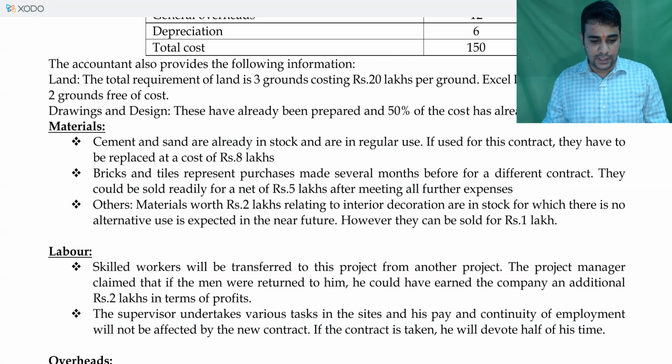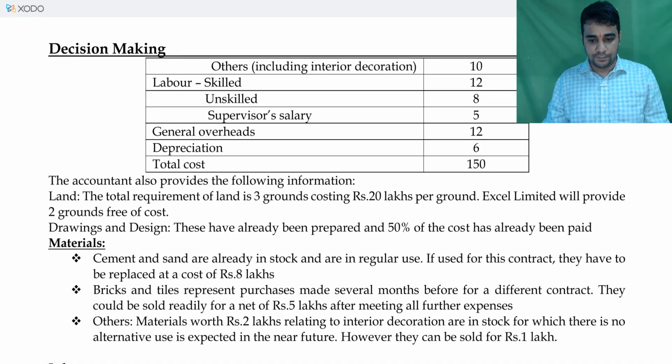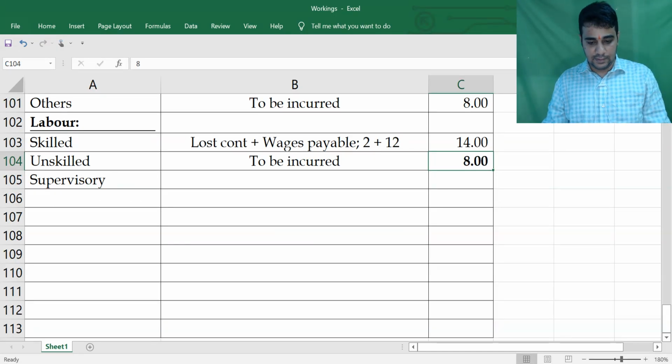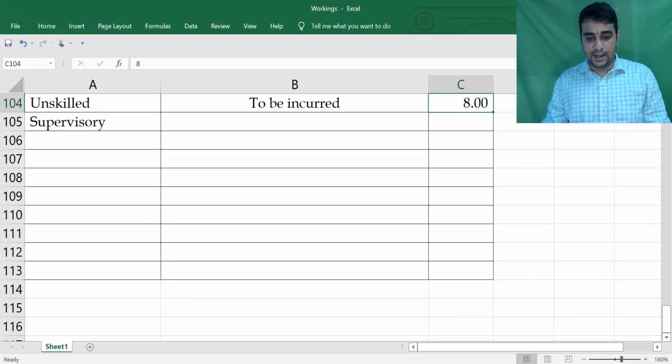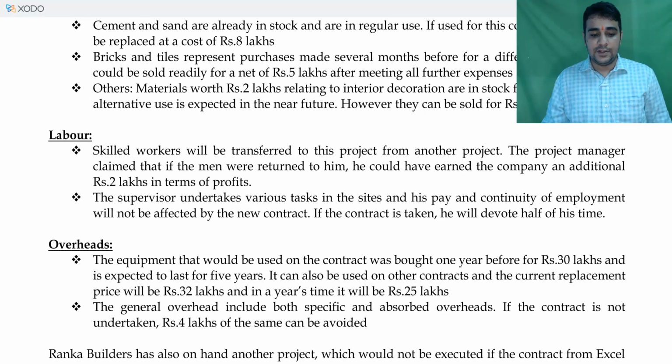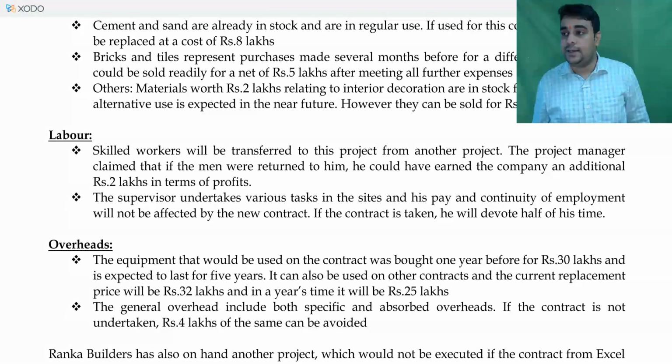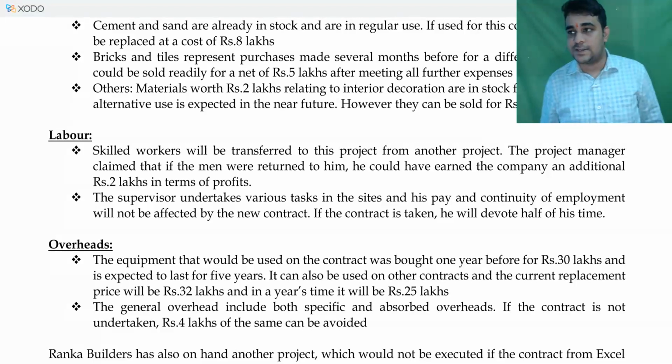Unskilled labor, I don't think there is any extra information, so to be incurred, 8 lakh. Coming to the supervisory salary, it's 5 lakh. The supervisor undertakes various tasks on the site and his pay and continuity will not be affected by the new contract. If the contract is taken, he will devote half of his time. So the relevant cost is 0.